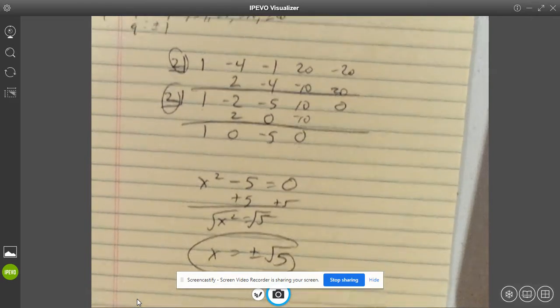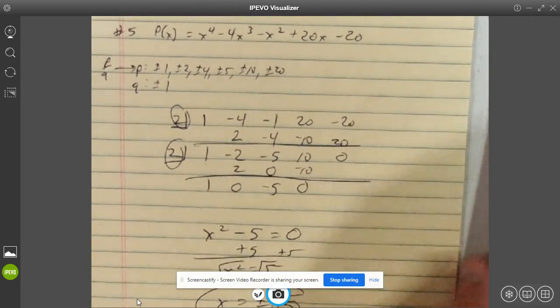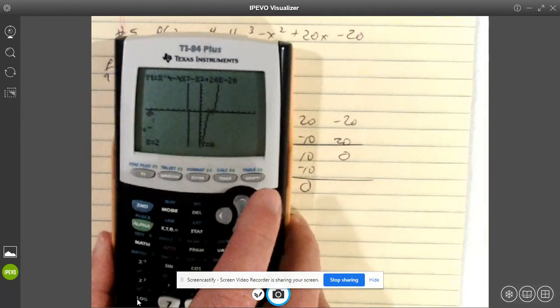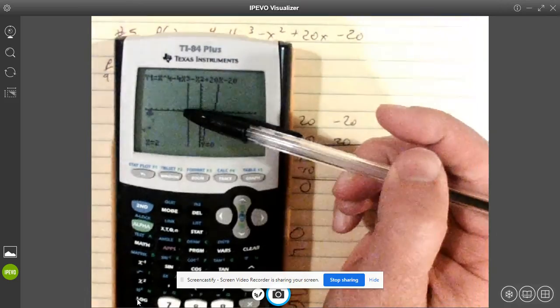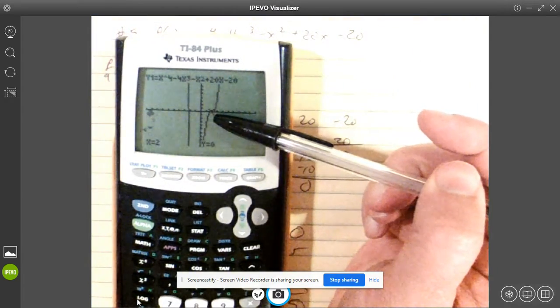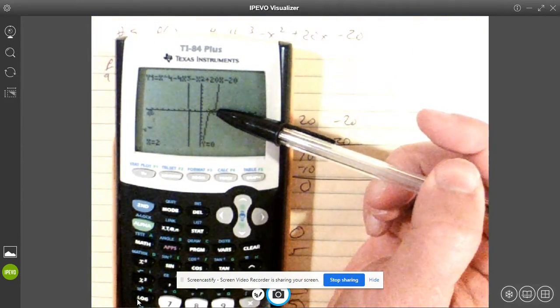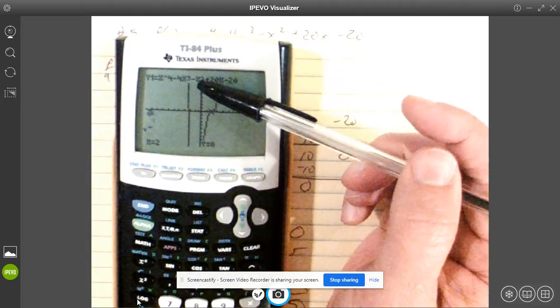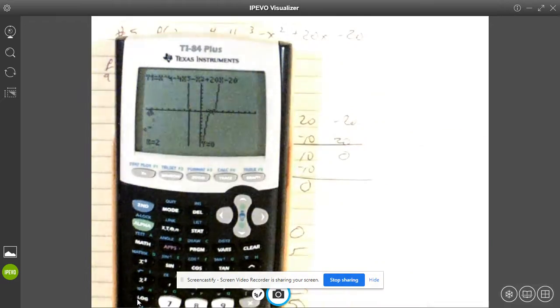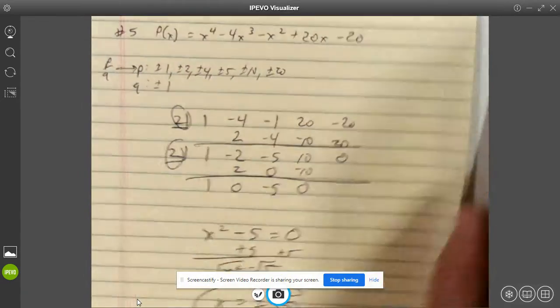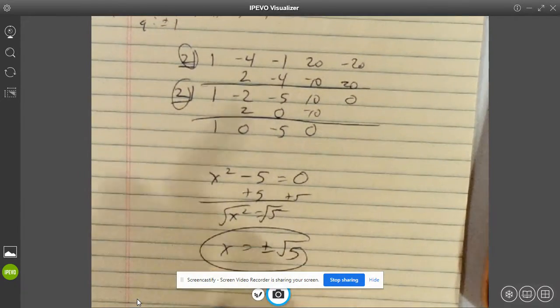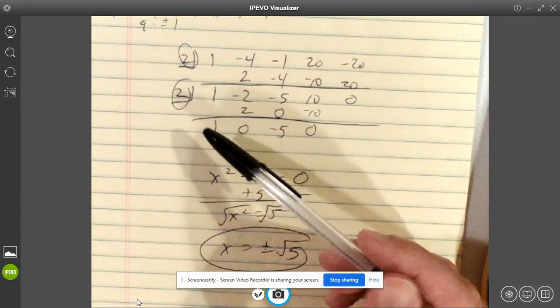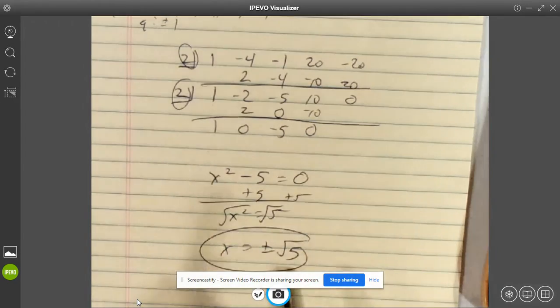All right, so I went a little bit tricky with that double root, but kind of the giveaway here was as I looked at the graph, negative 2 didn't work, but positive 2 did, and since I have to get it down to a quadratic, it doesn't hurt to try that positive 2 again and check and see if it might be a double root. All right, so there's your answers for number 5: a double root of 2, and then positive radical 5 and negative radical 5.